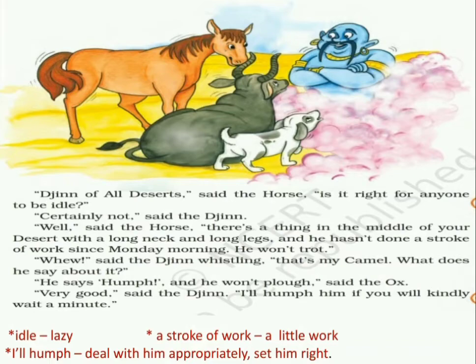So here, "I will hump him," children. You can underline these words. I will hump him. Here, I refers to the jinn. So the jinn says that I will hump him. Hump him means set right, or I will deal with this particular camel appropriately, and I will set him right so that he can work with you all. And he says that you just kindly wait for a minute, right?